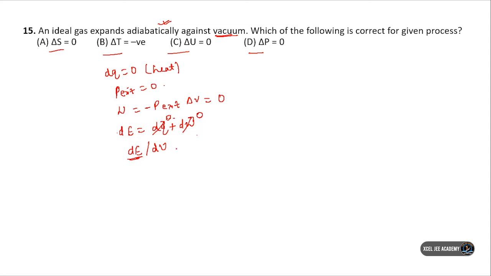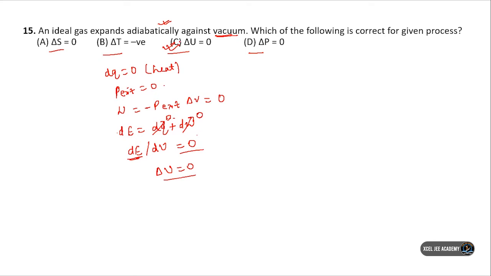So dE or dU will again be equal to 0. So we can say that the change in internal energy for the system is 0. If dU is equal to 0, then delta U will also be equal to 0. Hence our answer is option number C.